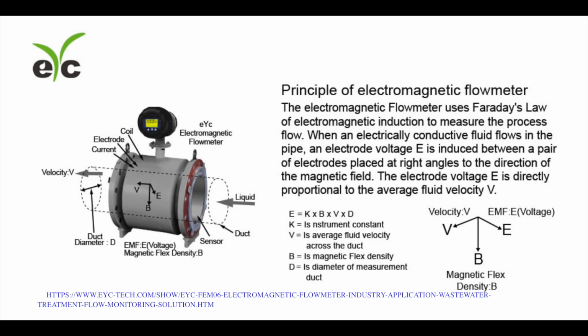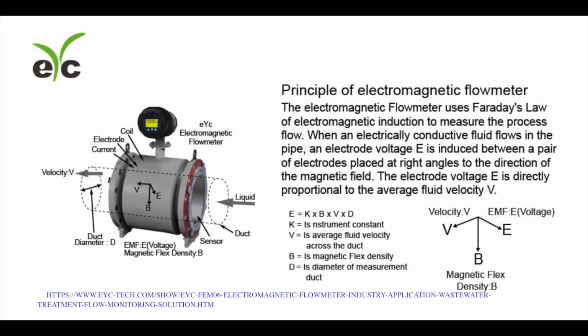The principle of the electromagnetic flow meter is based off Faraday's law of electromagnetic induction. When an electrically conductive liquid flows through the pipe, the induced voltage, E, is picked up by two electrodes on the side of the pipe.